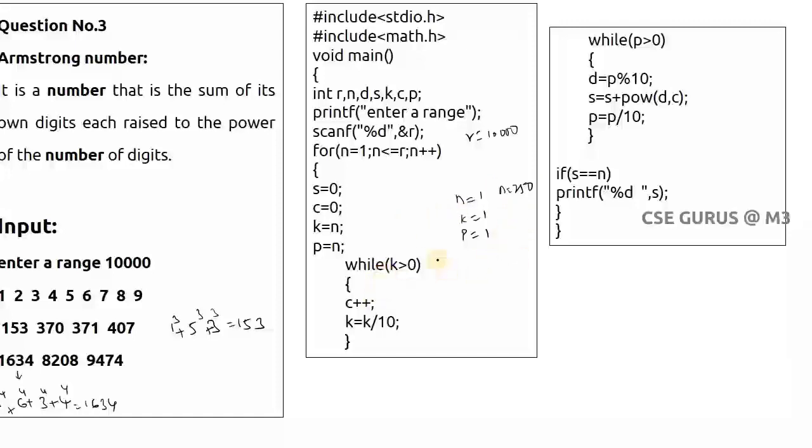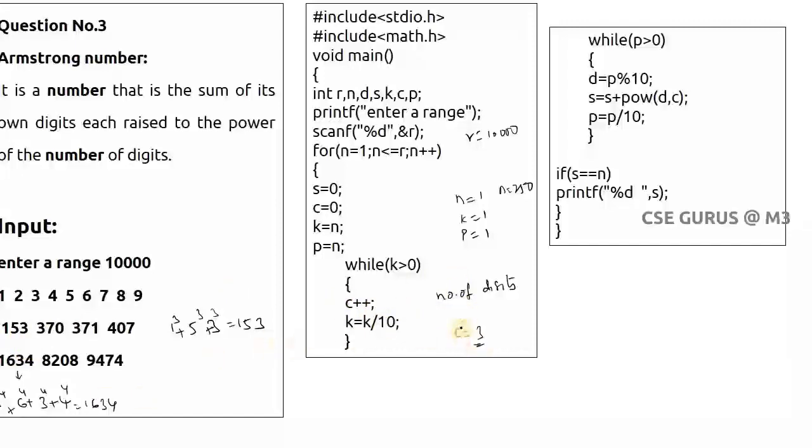So why is it required? You can see here, this loop is the logic to find the number of digits in a given number. Let us suppose I take the example of 153, your C value will become 3. So why?